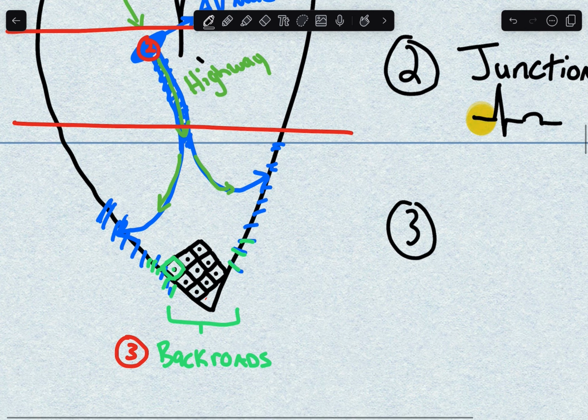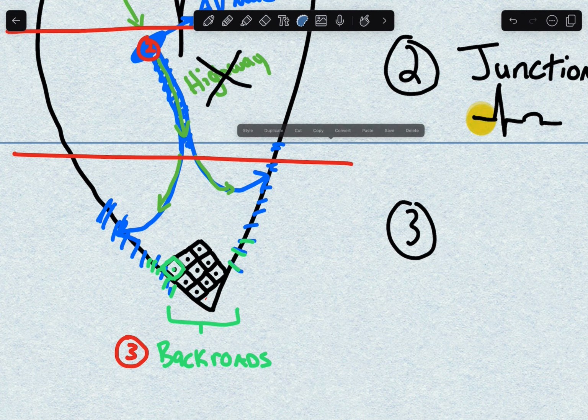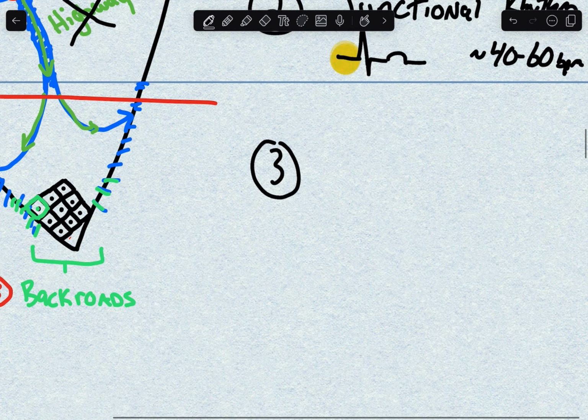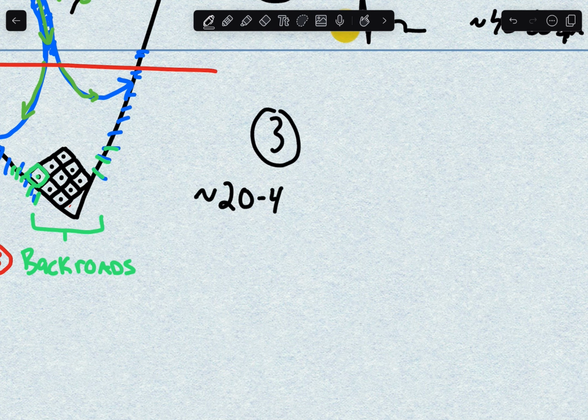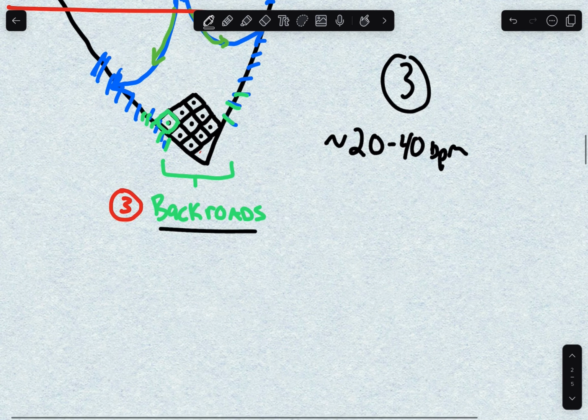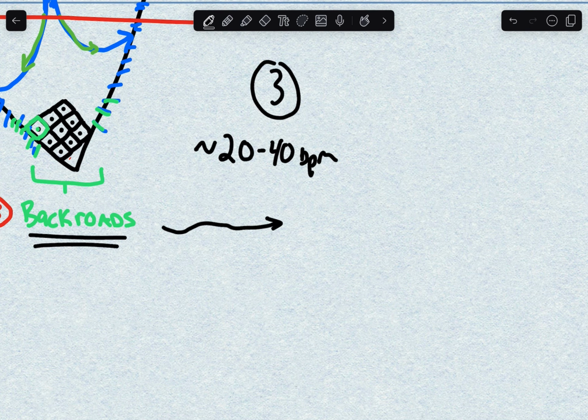The final area is in the backroads of the conduction system. We no longer are utilizing our highway system and we have to drive from cardiomyocyte to cardiomyocyte. This has severely slowed us down, and we notice this by a wide QRS complex and a rate of about 20 to 40 beats per minute.